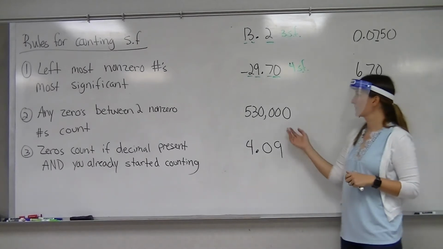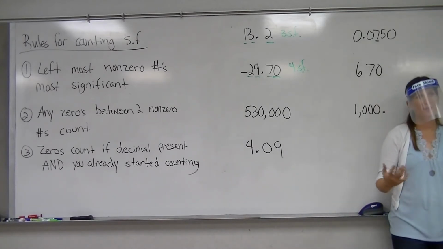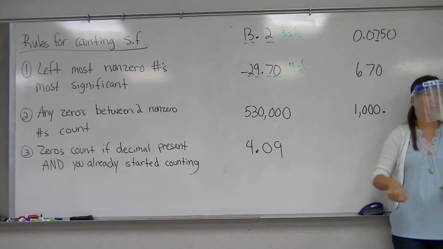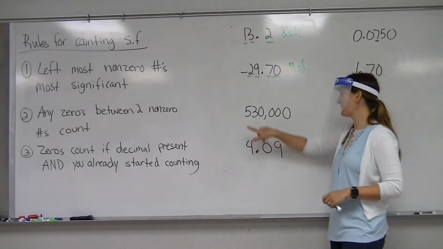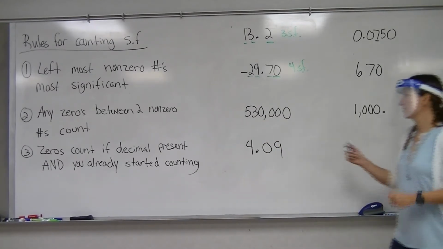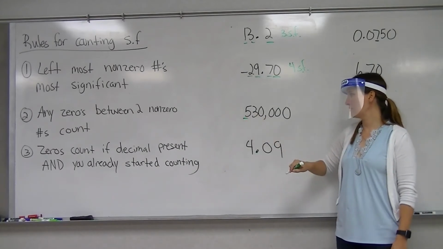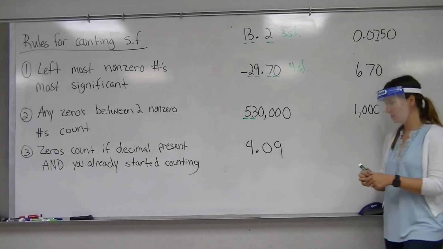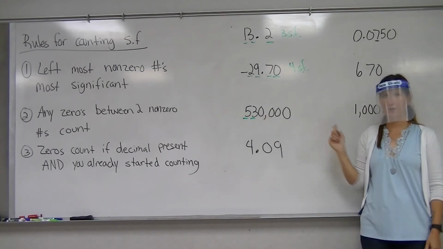All right, let's try the next one. You guys stop me if I go too fast. For people who are watching the video, they can pause it if I'm going too fast, so they don't need to stop me. So 530,000. Start counting at your first non-zero number, the 5. The 3 counts because it's also not a 0. Okay, well, do these zeros count?